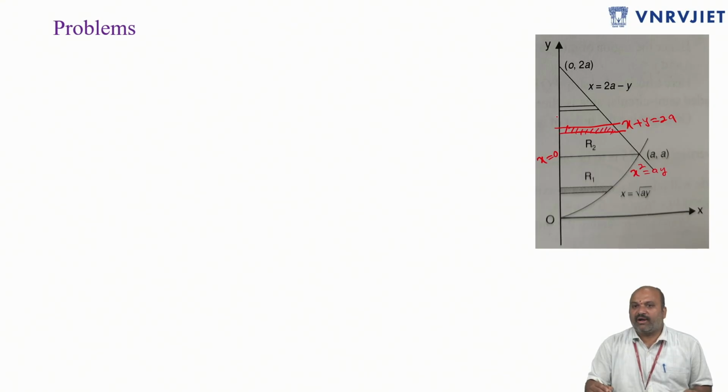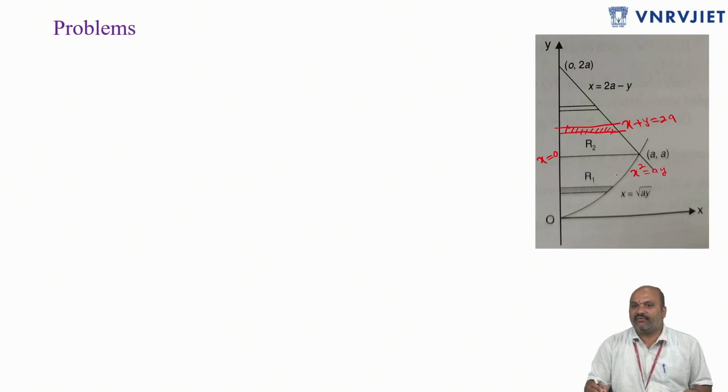Now, what is the left end of the strip? The left end of the strip is moving on x equals 0 throughout the region. But the right end of the strip is moving on this straight line up to some extent, and after that it is moving on the curve. So the horizontal strip, if you consider, changes its right end from the straight line to the parabola.